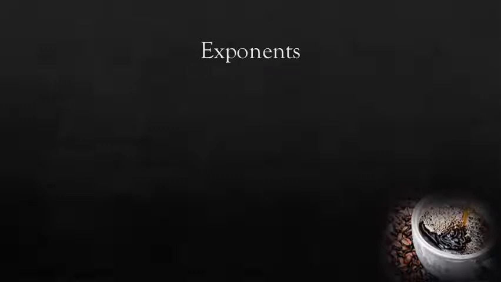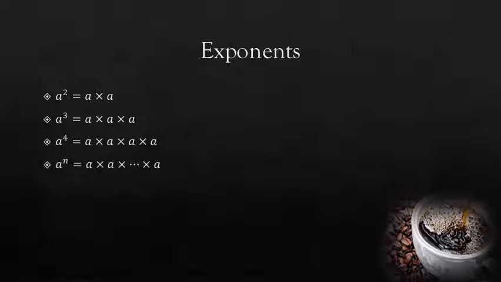So first, let's get to know some concepts about exponents. If you have any number, let's say a, and it is raised to the power 2, then that is actually equal to a times a. If you have a cube, that is simply a times a times a. And if you have a to the power 4, that is a times a times a times a. So in general, if you have any number raised to the power n, then that is a times a times a and so on, and this is done n times.